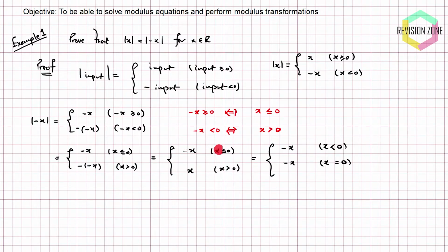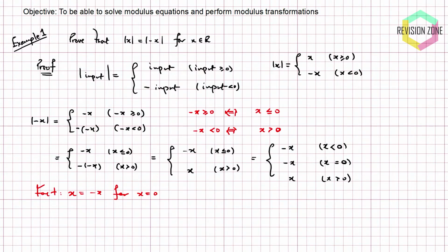So I've been able to split up my first piece into two separate pieces, and the second piece in the initial case is just going to remain as it is. So I'm just going to have x, with x being strictly bigger than 0. Now, the beauty of this is as follows, let me write it in red here. x is actually the exact same thing as minus x for x equals 0. So this is a fact.